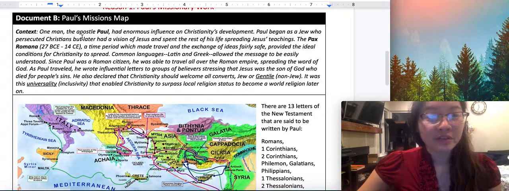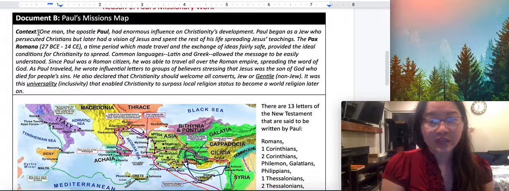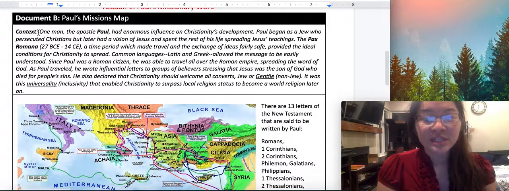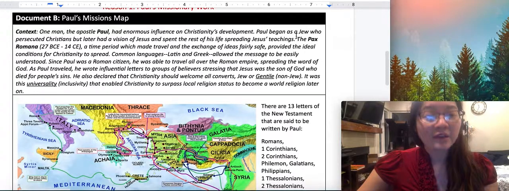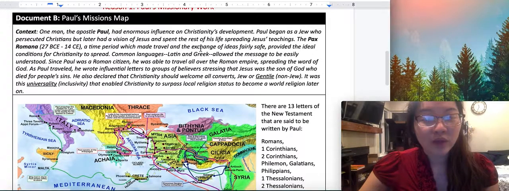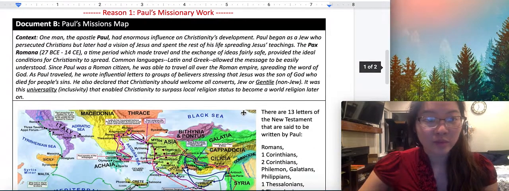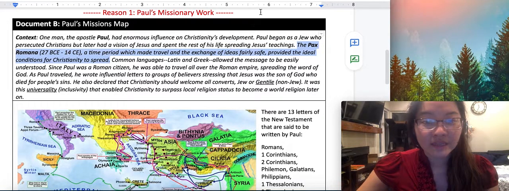So, in order for us to understand this missions map, we need to know some context. One man, the Apostle Paul, had enormous influence on Christianity's development. Paul began as a Jew who persecuted Christians, but later had a vision of Jesus and spent the rest of his life spreading Jesus' teachings. Wow, he persecuted them, but then he started converting and spreading Jesus' teachings. The Pax Romana, a time period which made travel and exchange of ideas fairly safe, provided the ideal conditions for Christianity to spread. Okay, so I remember my number 1 asks about this word Pax Romana. So let's pay attention. It's a time period that makes travel and ideas fairly safe, and provided the ideal conditions for Christianity to spread.